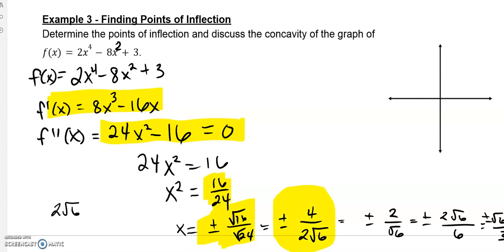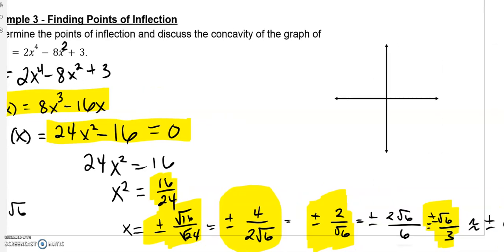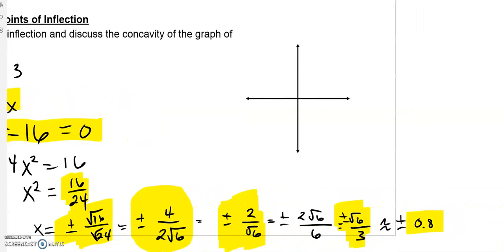You could probably stop here, but you can't technically have a radical in your denominator. So I went all the way to here. But this is approximately 0.8. Positive and negative 0.8 is what we're looking at. Now, those are our points of inflection. So what we can do is to determine concavity. So negative 0.8 and positive 0.8, that's where it changes concavity.